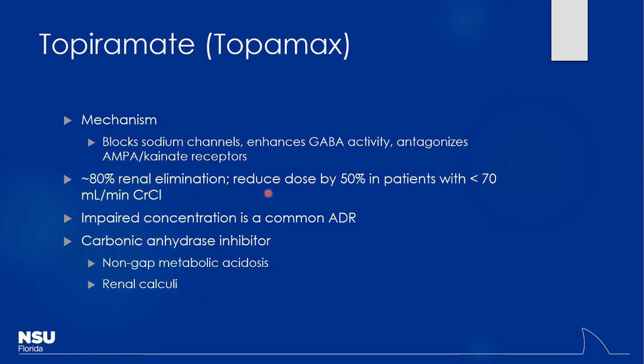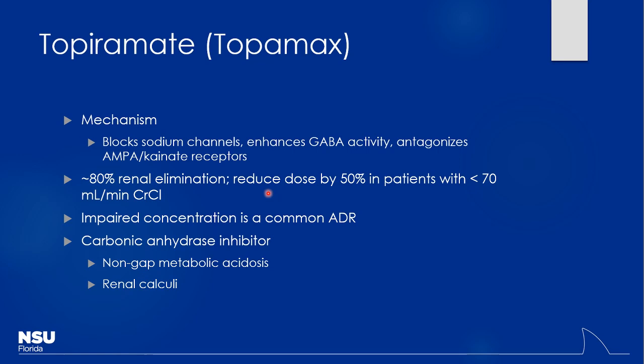Okay, next up we have topiramate or Topamax. This one is also used for neuropathic pains in some cases. It has a wide range of activities, including enhancing GABA activity, blocking glutamate channels, mainly AMPA and kainate receptors, and blocking sodium channels, a lot of different things. This one is renally eliminated, so make sure you're adjusting the dose, especially if patients have poor renal function. You want to be wary of that.